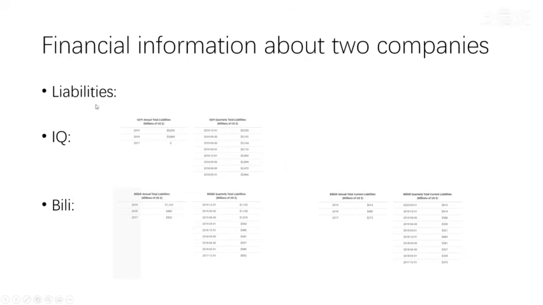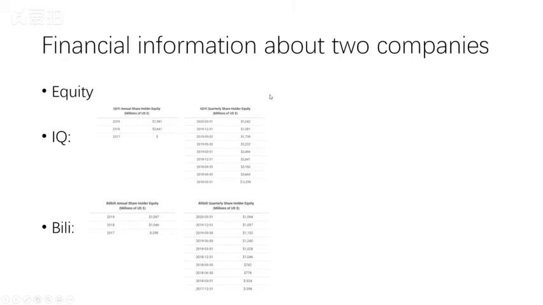The second is liabilities. Because I cannot find the total current liabilities for iQIYI, I leave the blank here. And the total liabilities in 2019 for iQIYI is $5.053 billion, and the one for Bilibili is 1.132.